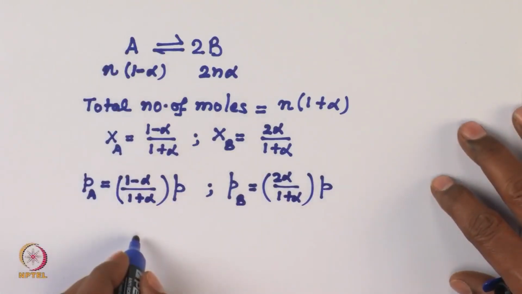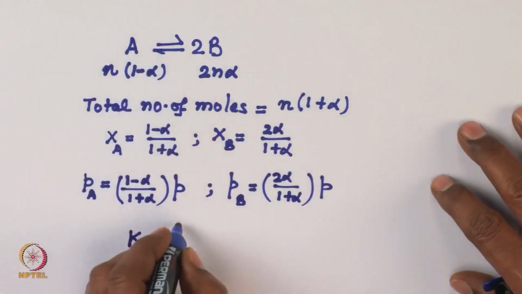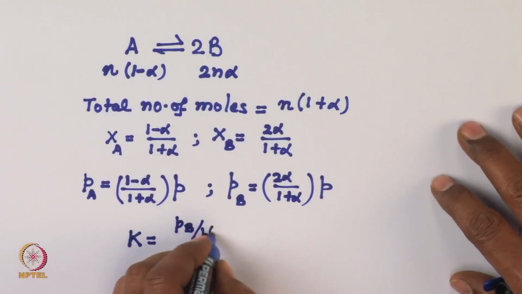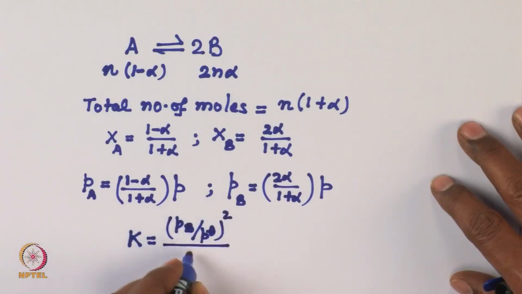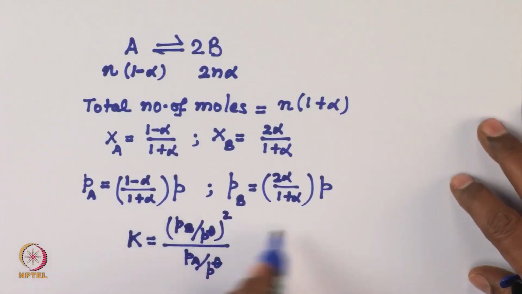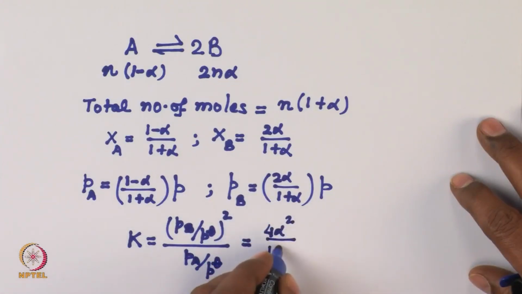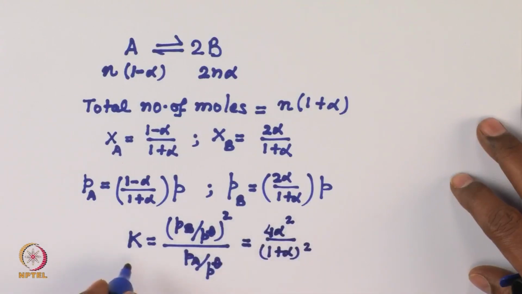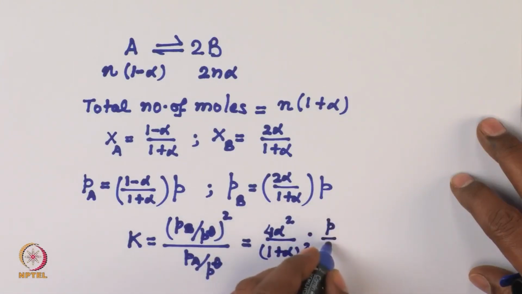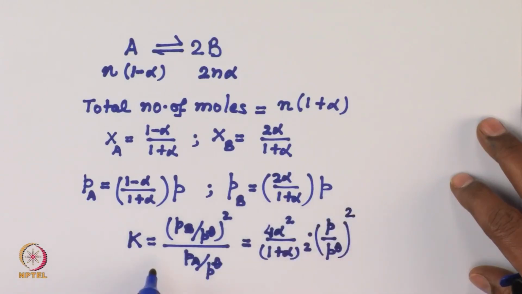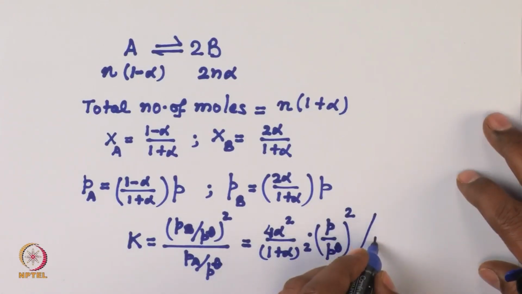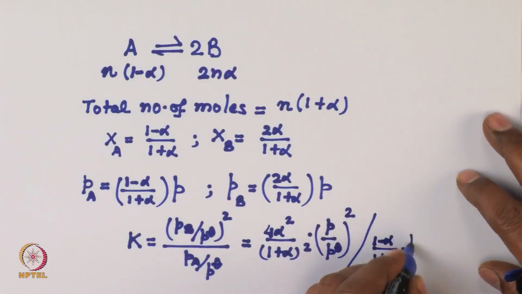And when we write the equilibrium constant for A going to 2B, it is Pb by P naught raised to the power 2 over Pa by P naught. And you need to substitute. Let us substitute for Pb and Pa. Pb is this, it will be 4 alpha square over 1 plus alpha square into P by P naught square, divided by Pa by P naught, it will be 1 minus alpha over 1 plus alpha into P by P naught.